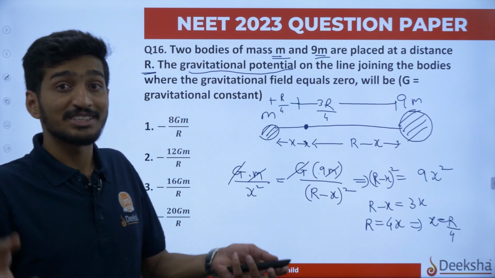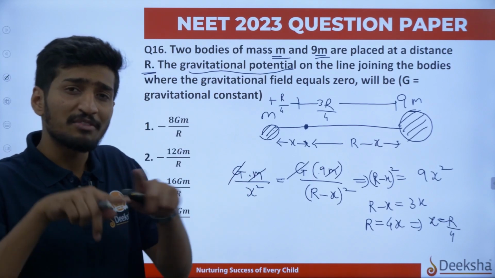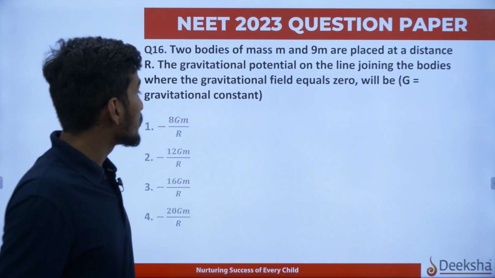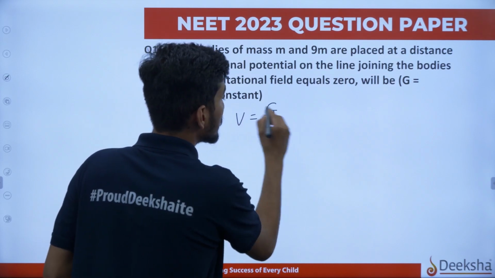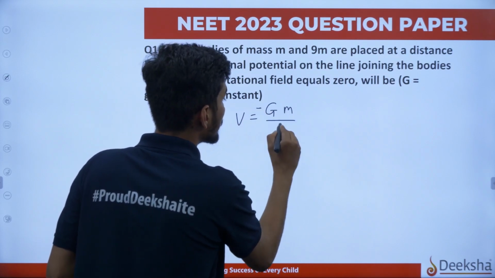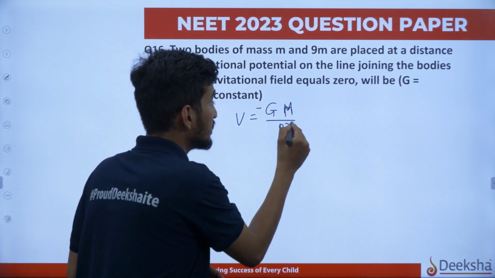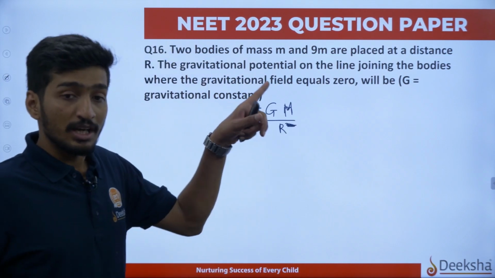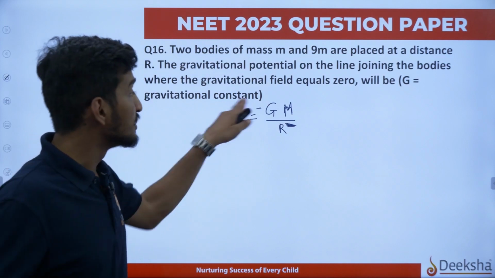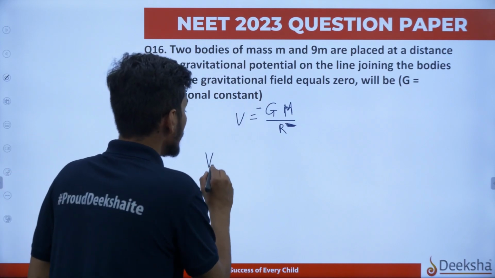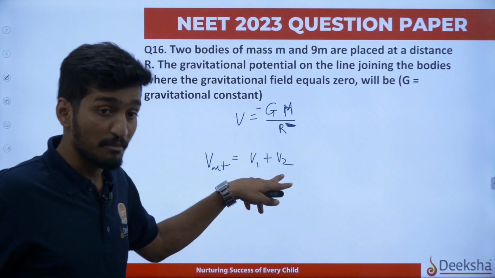Now you want to calculate the potential of this point. That's simple enough. Potentials just add up. They are scalar quantities, not like vectors, not like fields. You don't have to cancel them, you just add them as they are. And what is the formula for gravitational potential? It is minus G m by r. If you have mass m at a distance r, the potential due to that mass there will be minus G m by r. So V net will be V1 plus V2.